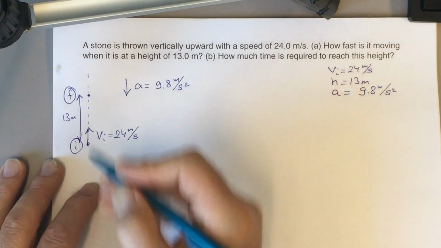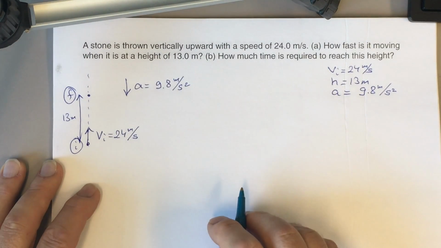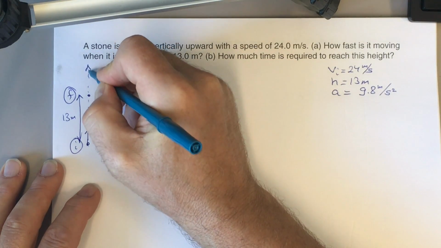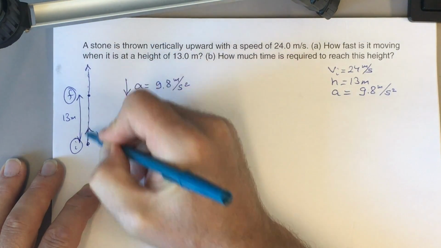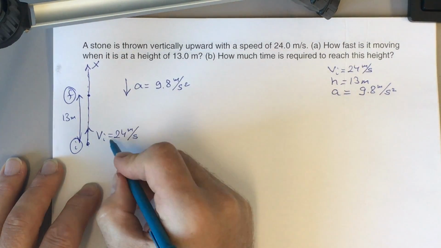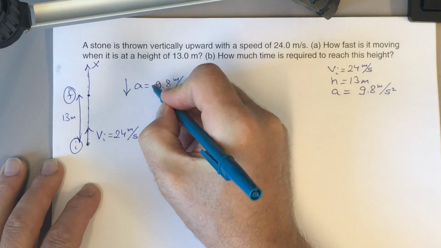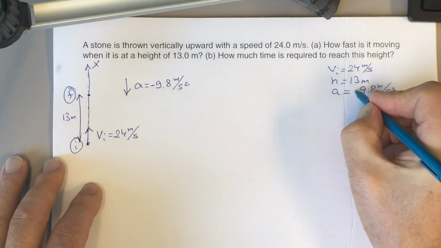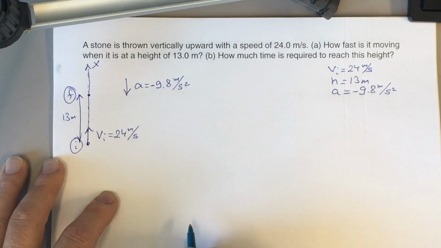Now this is our picture, and we have to assign an axis. The axis has to be along the path of the motion. Up or down doesn't matter. I put the axis upward in our case, so our initial velocity will be positive. Acceleration, because it's directed opposite to the x-axis, will be negative, so you have to assign a minus sign to the acceleration.